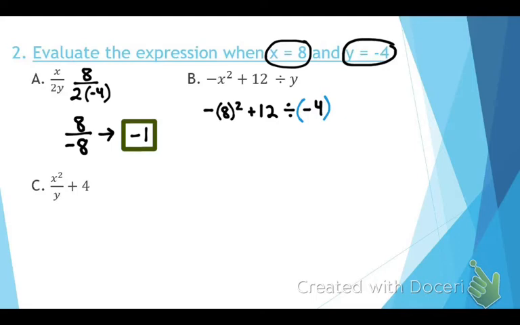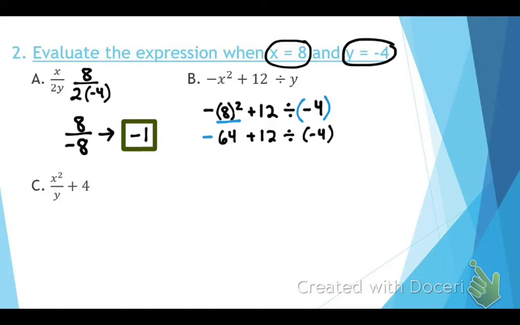Exponents is correct, okay? So I'm going to drop down that negative that's on the outside. And what is 8 squared? Go ahead and underline that part. 64, excellent. It doesn't mean 8 times 2, it means 8 times itself. Now let's drop down everything else. Plus 12 divided by -4. What do you think I should do next, Rodney?